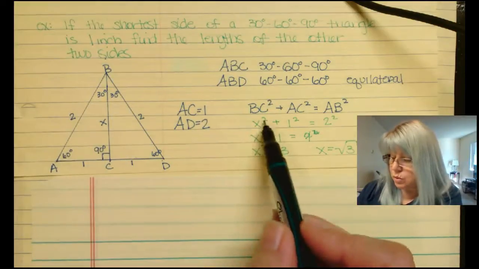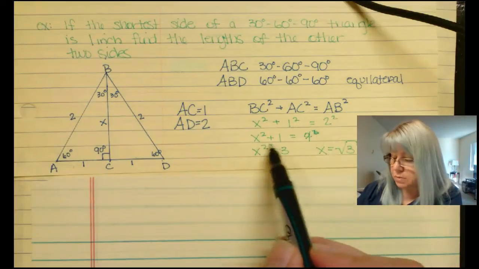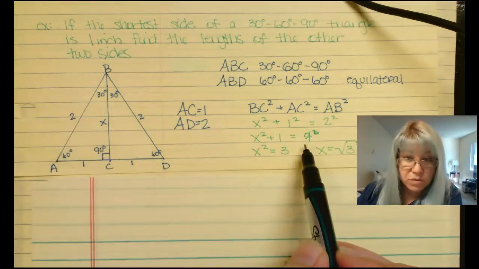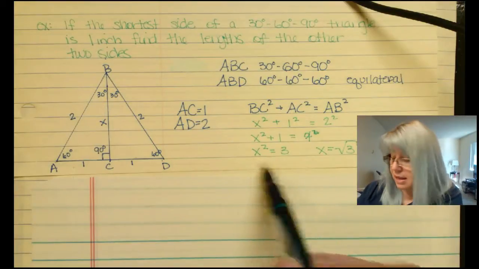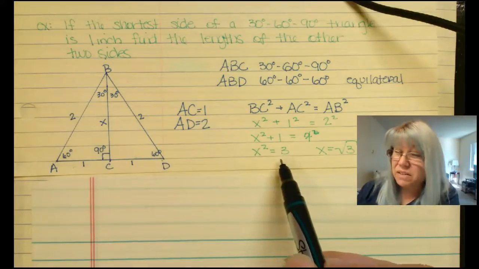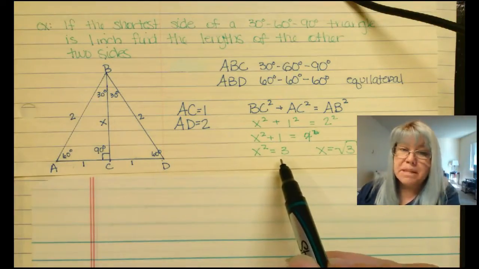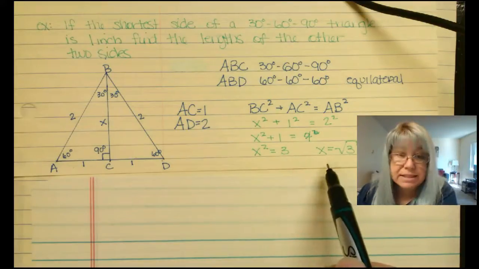We're getting x squared plus 1 squared equals 2 squared. Therefore, x squared plus 1 equals 4. Subtract 1 on both sides. X squared equals 3, and then take the square root of both sides. And yes, there is a negative square root of 3, but length isn't negative, so we can throw that one out. So the answer is x equals the square root of 3.